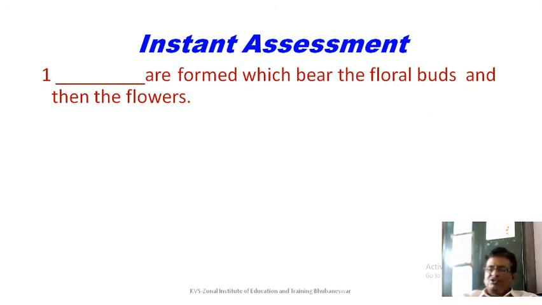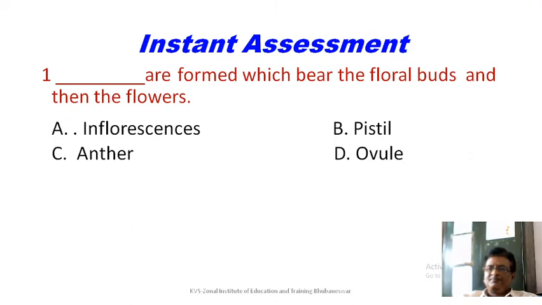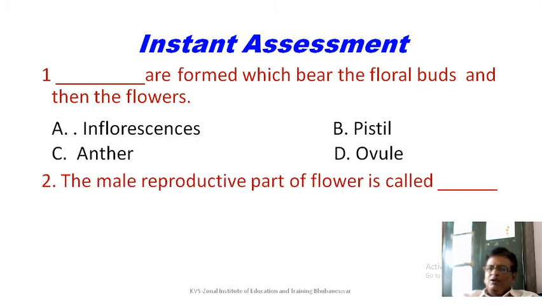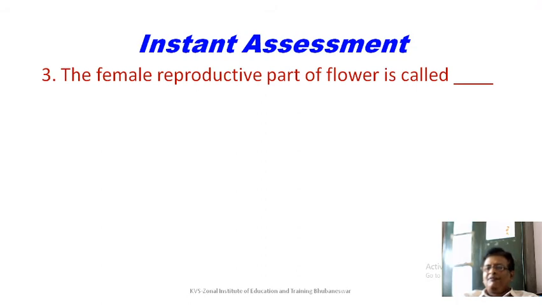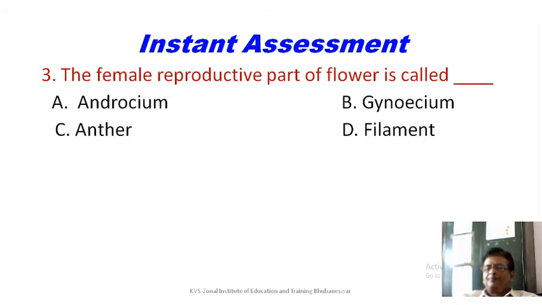Attempt the following question. Dash are formed when flowers bear the floral buds and then the flowers. Which will be the correct answer? I am leaving this for you. You have to attempt and then tell the correct answer. The male reproductive part of the plant is called what? Androecium, gynoecium, anther or filament. The female reproductive part of the flower is called androecium, gynoecium, anther or filament.